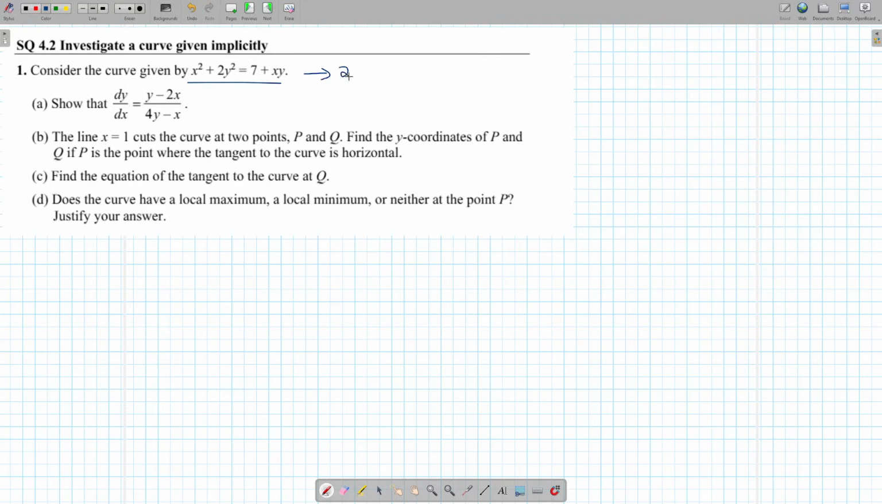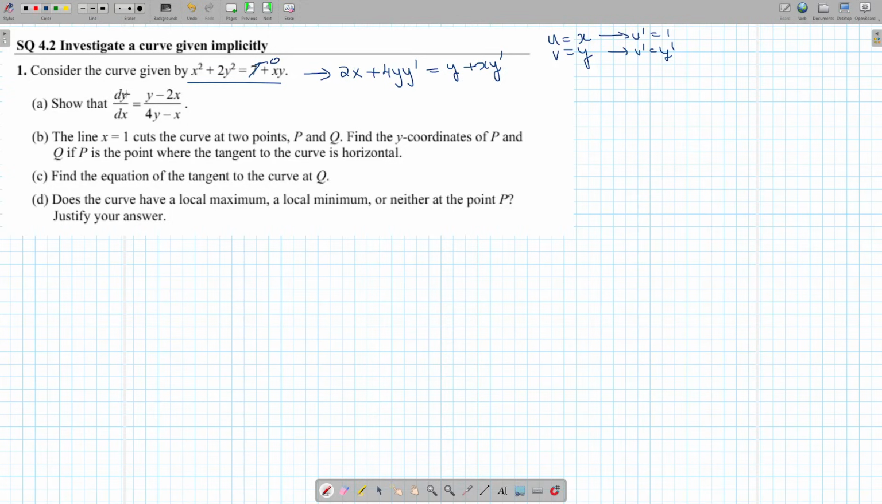X squared becomes 2x. 2y squared becomes 4y y prime. Don't forget the y prime, please don't forget it. Equals 7 goes, it's a constant. Xy, the derivative of xy, use product rule. Use u is x, v is y. So u prime is 1. V prime is y prime. So it's u prime v, so y, plus v prime u, so y prime x. So I'll just put xy prime. Anyways, so this is our derivative.